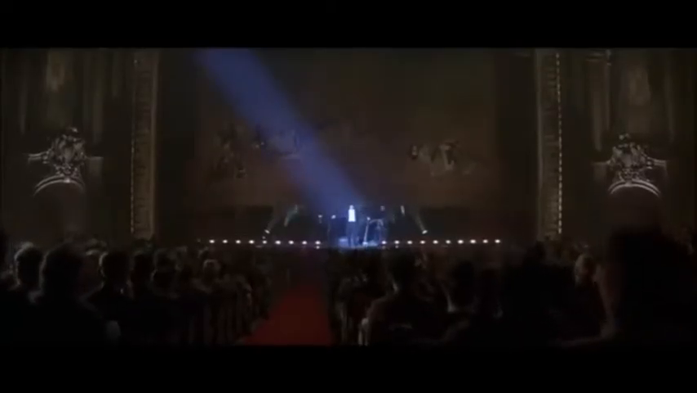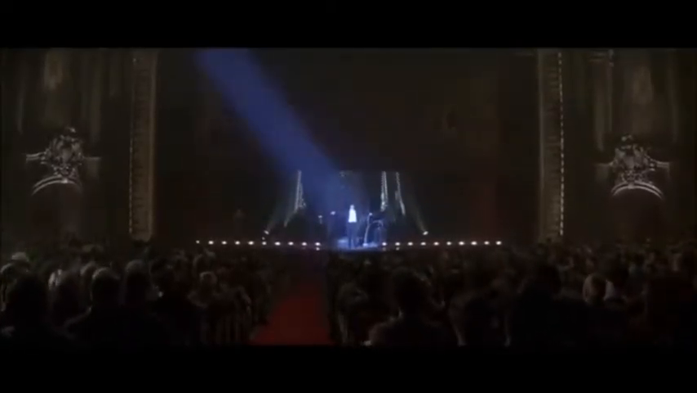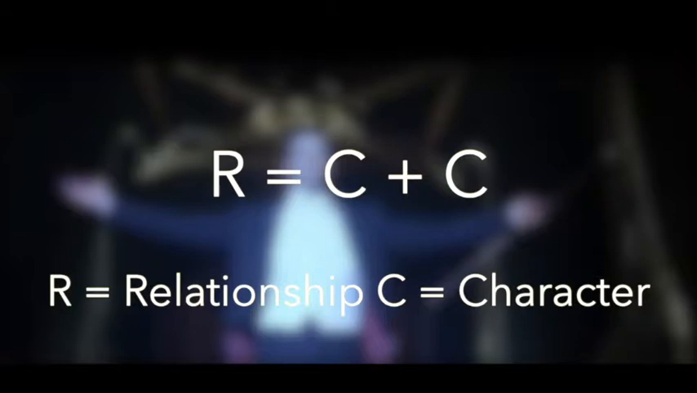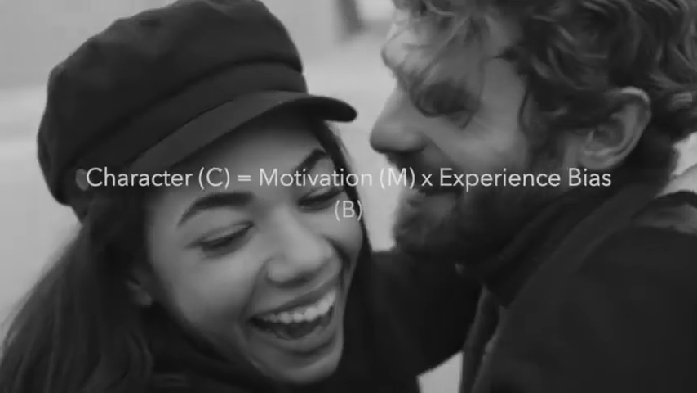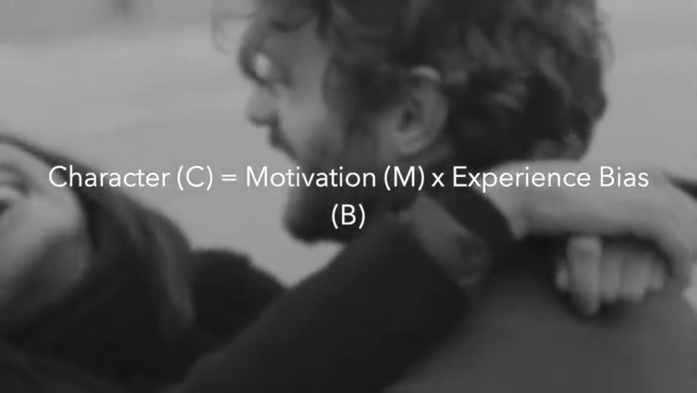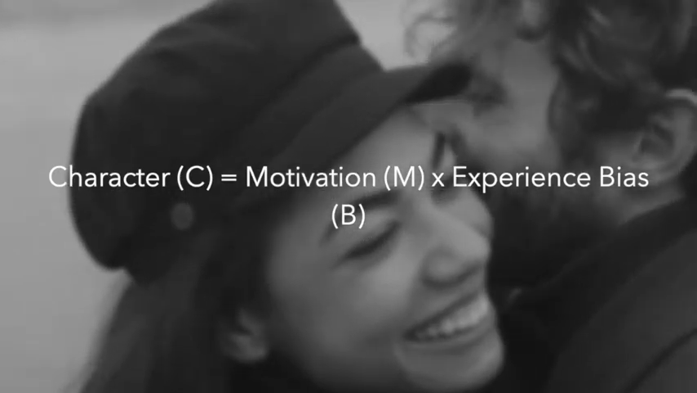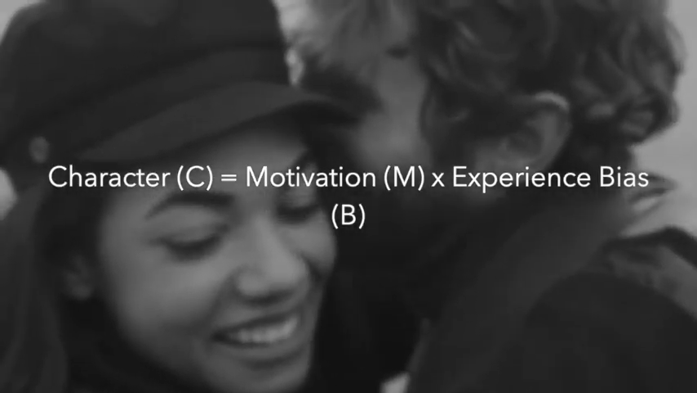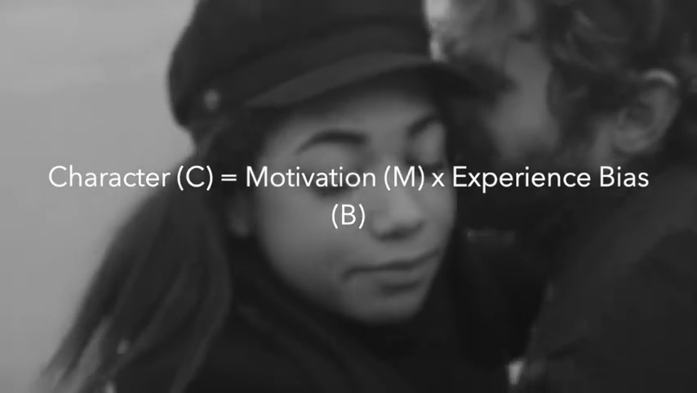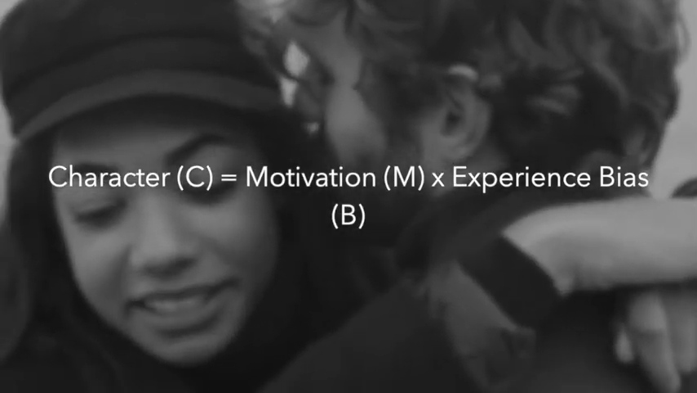Now, for the thing you've all been waiting for, I reveal to you the relationship formula. R equals C plus C, where R equals relationship and C equals character. This is the most basic equation, because the most basic relationships require at least two people. We learned from the definition of relationship that character can be broken up into two terms. Character, C, equals motivation, M, and experience bias, B.